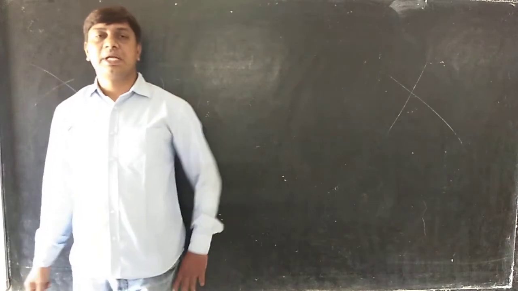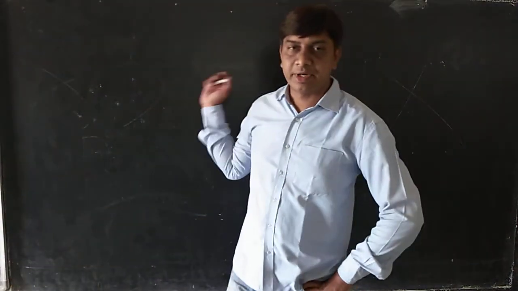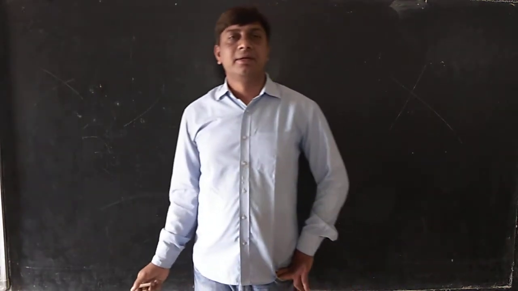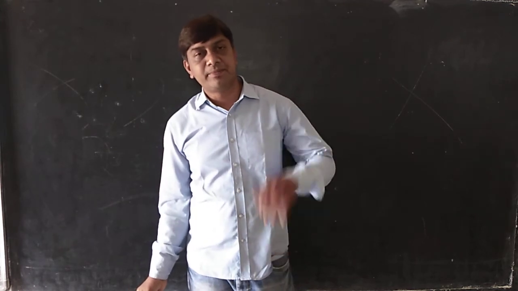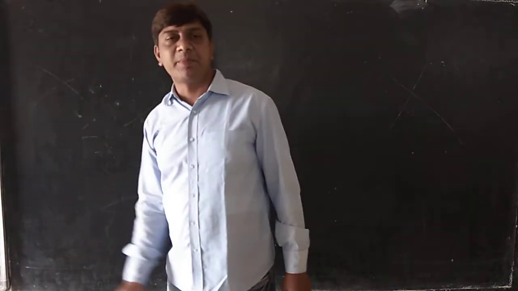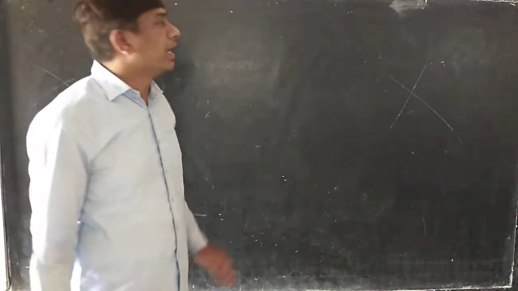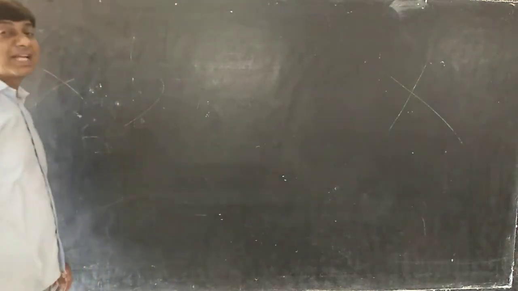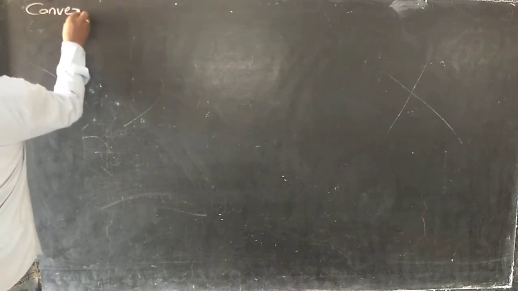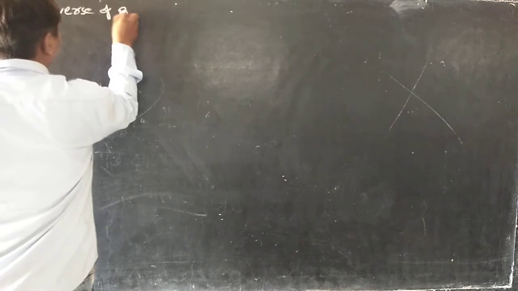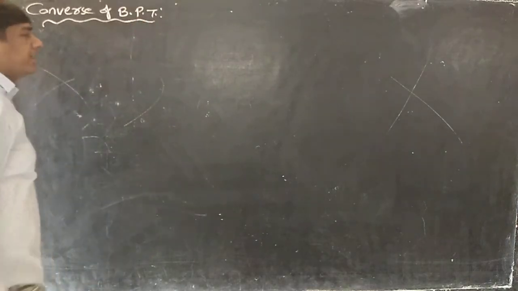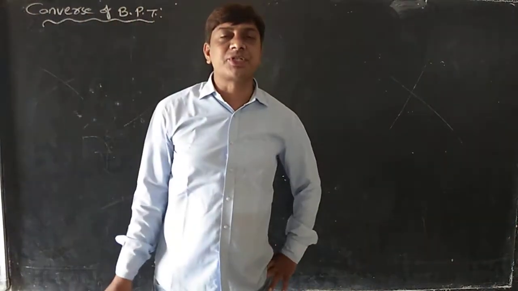Hello students, in last class we were discussing similar triangles. Using similar triangles, the mathematician Thales introduced a theorem, the basic proportionality theorem, and we also learned its proof. Now we are going to discuss the converse of the basic proportionality theorem. Converse of BPT means converse of basic proportionality theorem.